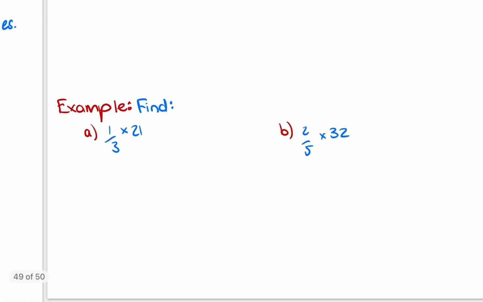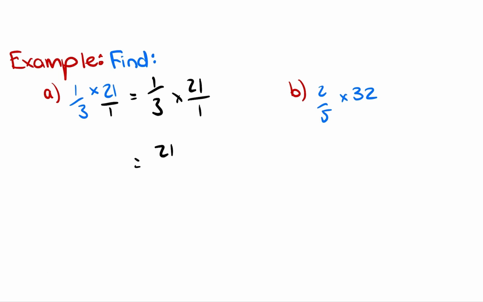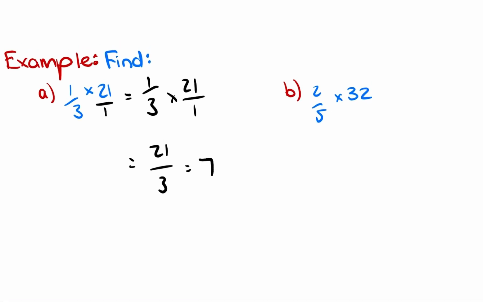So now let's go on to our next one here. It says find 1/3 times 21. When we've got ones like this, we add a over 1 on the whole number, so it makes it a little bit easier on us. So here I'm going to end up with 1/3 times 21 over 1. 1 times 21 is just 21, and 3 times 1 is 3. Then I look and go, well, can I go 21 divided by 3? Yep, and that gives me 7. So sometimes we're very lucky and we get a nice whole number answer.